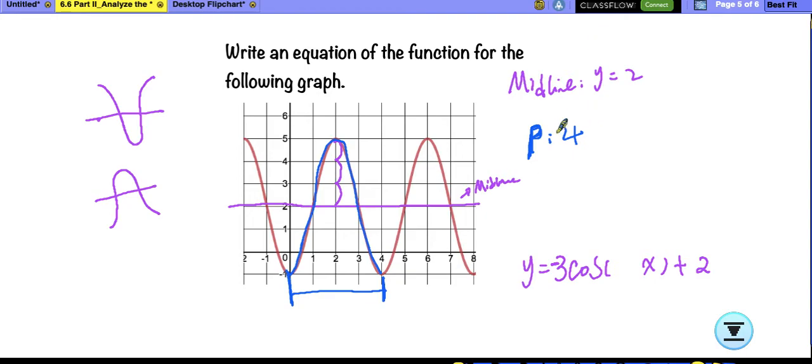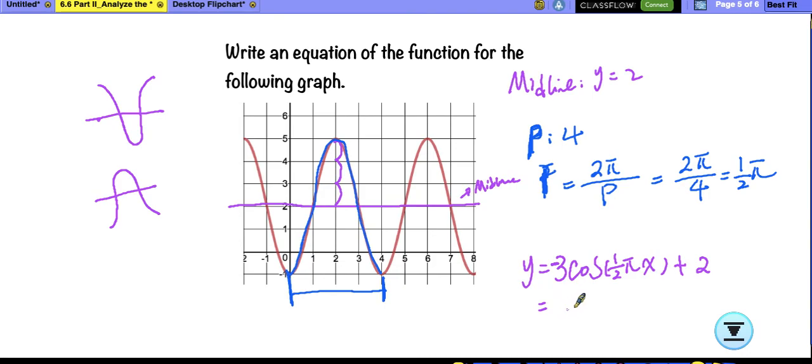In this case, it's actually very interesting because we do not have pi here, but there is nothing wrong with it. The number in front of x is actually the frequency. Remember, frequency is 2 pi over period, which is 2 pi over 4. You may wonder how we simplify that. Do not forget pi. 2 over 4 is simplified as 1 over 2, so the frequency is 1 over 2 pi. Or some students prefer to write it as pi over 2, which is also fine because they are equivalent fractions. So it's -3 cosine of pi over 2 x, plus 2.